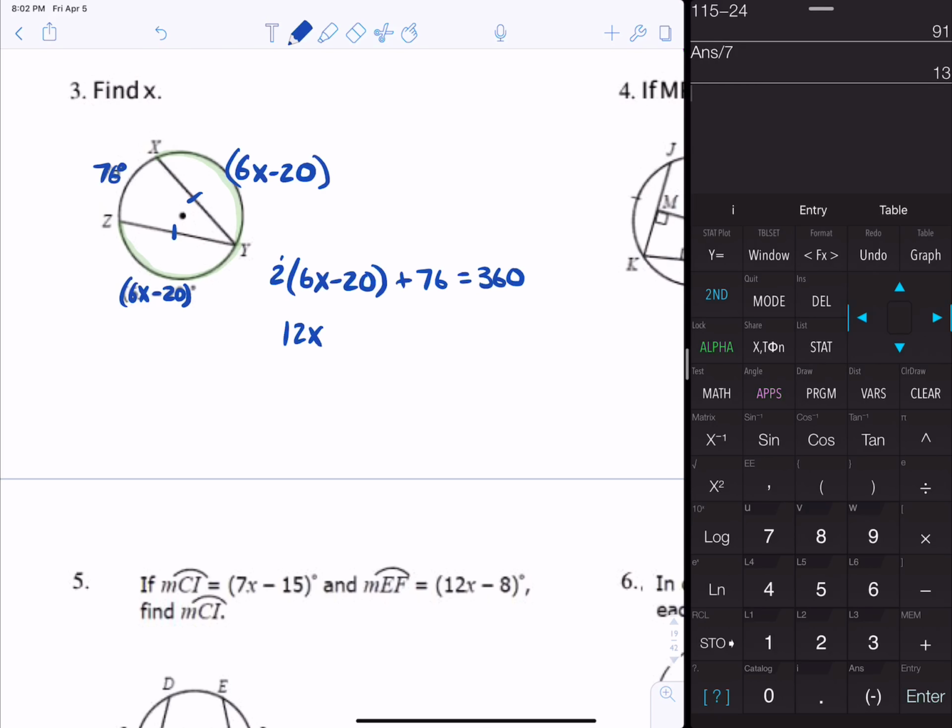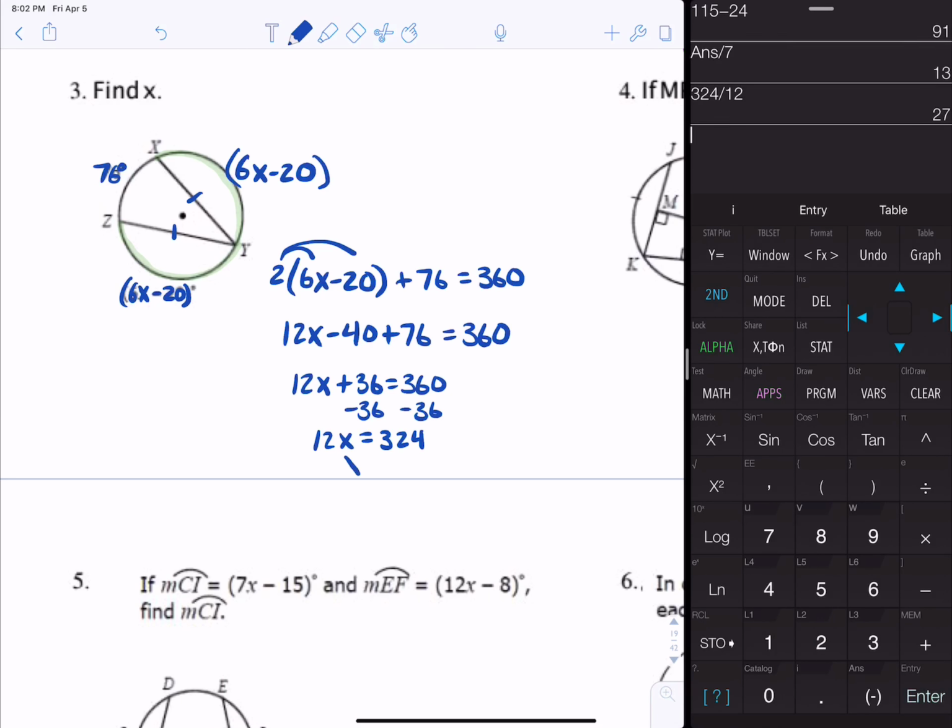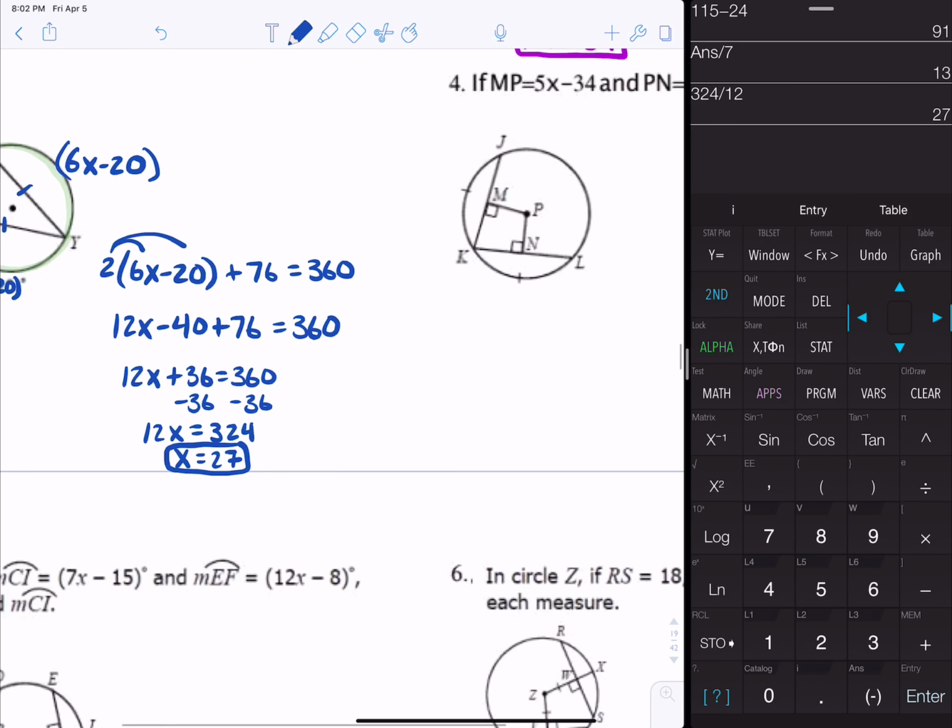So I get 12x when I distribute the 2, minus 40 plus 76 is equal to 360. So then I get 12x plus 36 equals 360. Let's subtract 36. So that would be 12x equals 324. And then let's divide that by 12. So we get 27. And that's all we needed to do for this problem, was just find the x. So we're done with number 3.